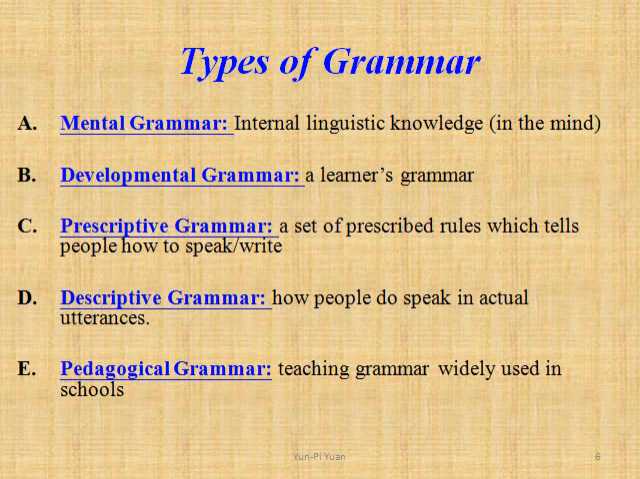Types of grammar, there are 5. The first one is mental grammar, which is internal linguistic knowledge in the mind. The second one is developmental grammar, about a learner's grammar. The third is prescriptive grammar, a set of prescribed rules which tell people how to speak or write. The fourth is descriptive grammar, how people actually speak in real utterances. And the last is pedagogical grammar, teaching grammar widely used in schools.